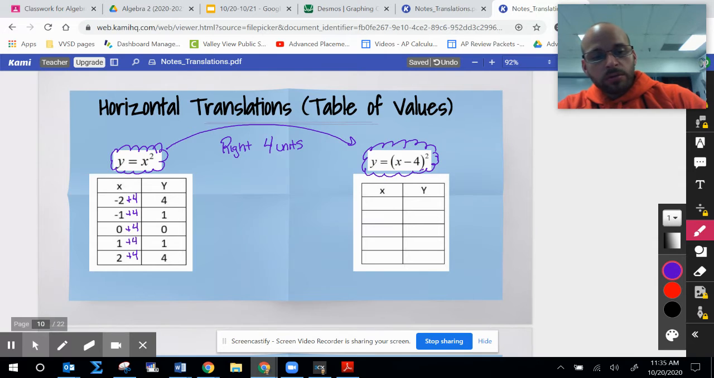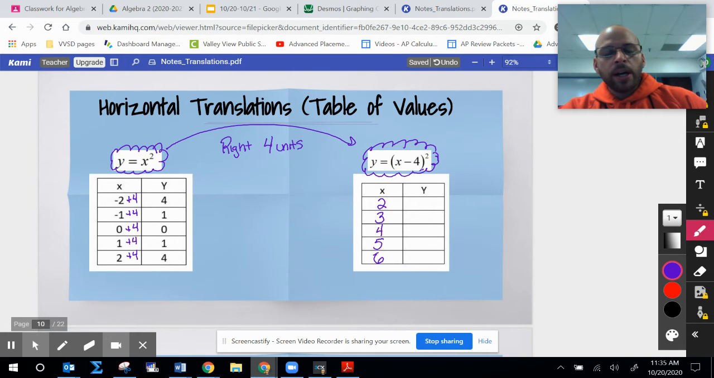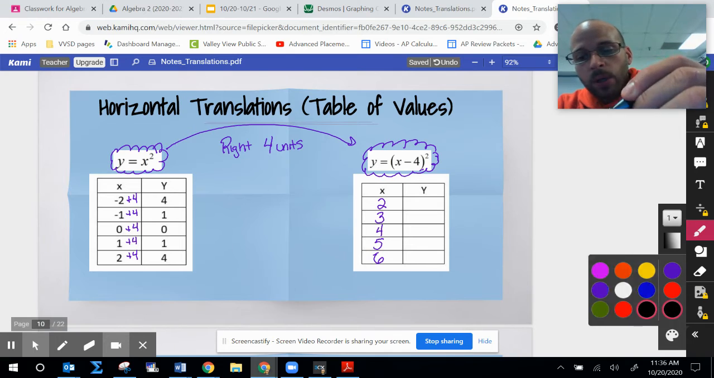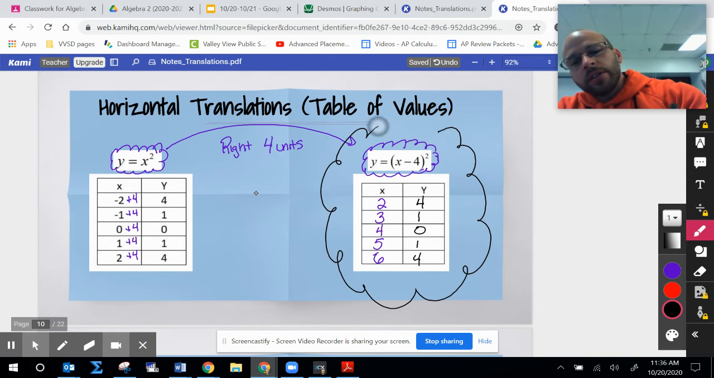Negative 2 plus 4 gives me 2. Negative 1 plus 4 gives me 3. 0 plus 4 is 4. 1 plus 4 is 5. And 2 plus 4 is 6. Now, because all I'm doing is moving this graph to the right, it's not going up or down. So it makes sense that the y values are going to stay the same. This is still going to be 1, 4, 1, 0, 1, 4. Those don't change. And this would be my new table of values.